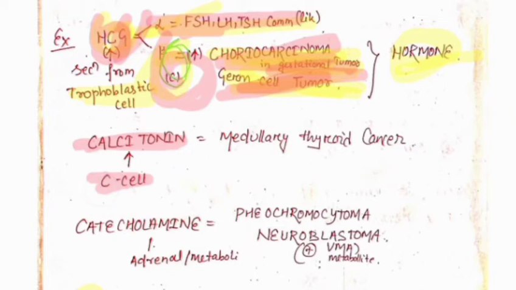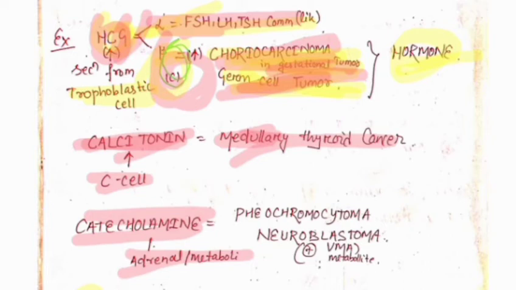C cells of the thyroid gland. So C cells are present in which part of the thyroid? The medullary part. So in medullary thyroid cancer, the calcitonin tumor marker increases. So very easy. Then catecholamine. Catecholamine is the hormone which is released from the adrenal gland, and also during metabolism, catecholamine is released.